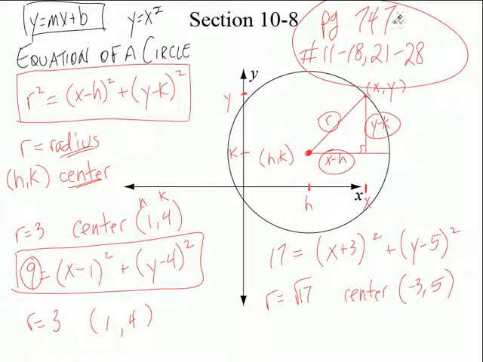All right, there you go. So it's page 747, 11 to 18, 21 to 28. That's it. It's a weekend. Beautiful weekend. Enjoy it.